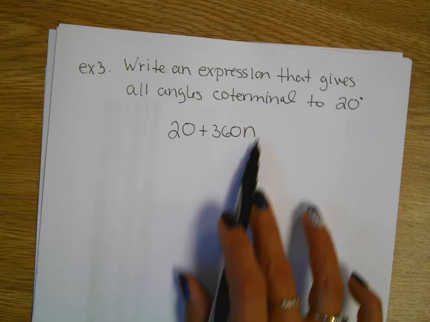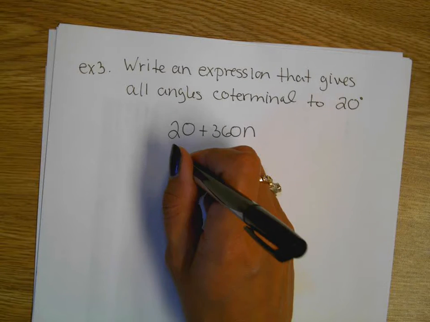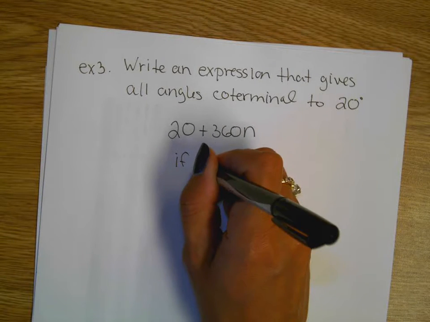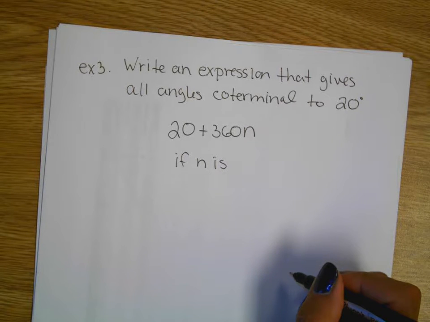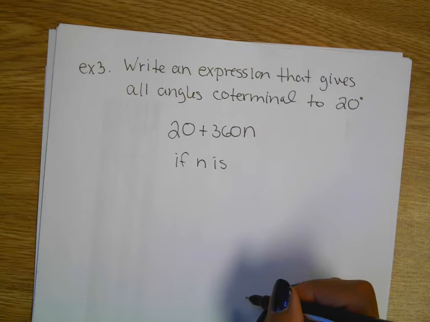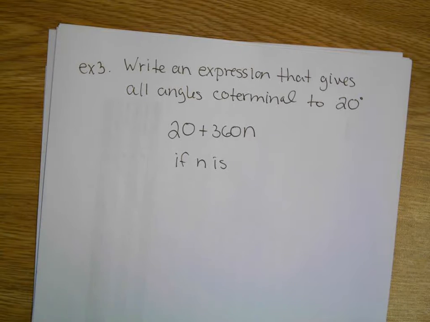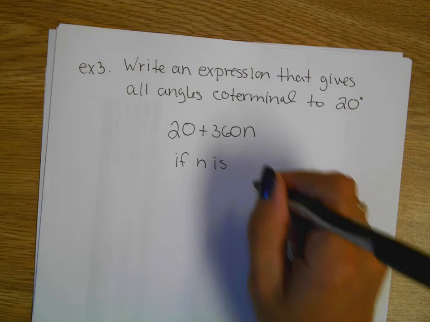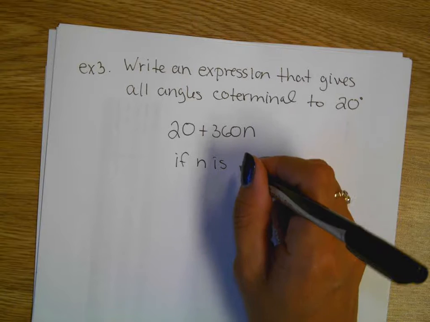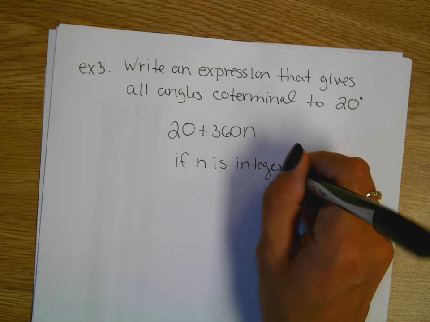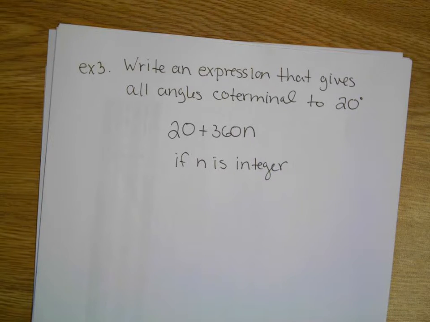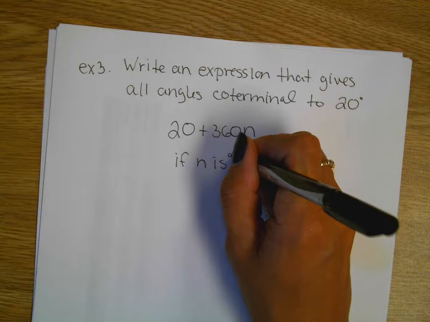So this expression works if, only if, n is what kind of number? Negatives aren't really whole. Wholes are the 0 and up. No decimals. Integer. Integers are the positives and the negatives with no decimals. If n is an integer. N is an integer.